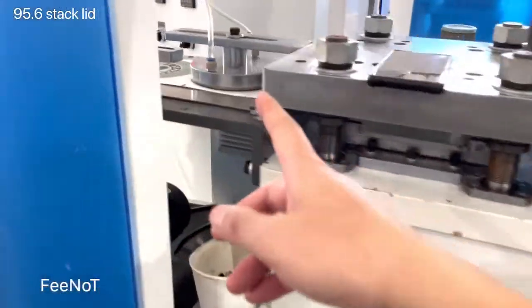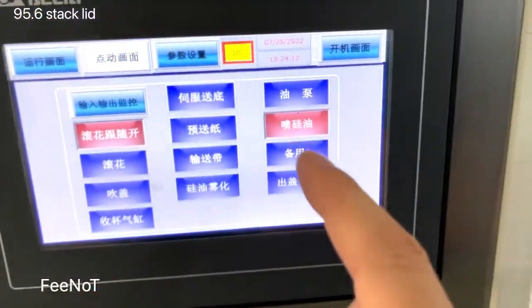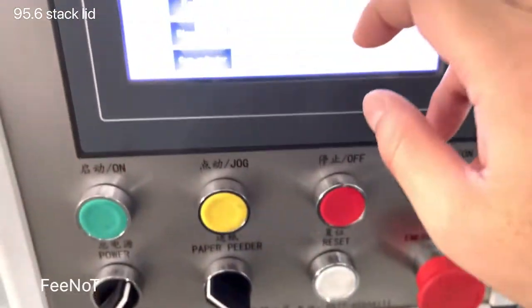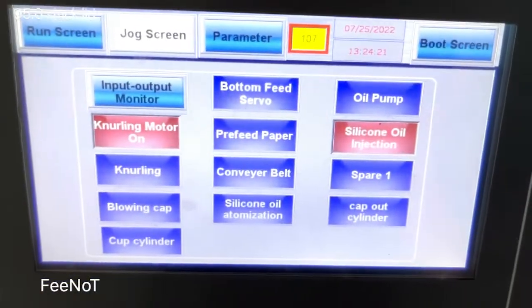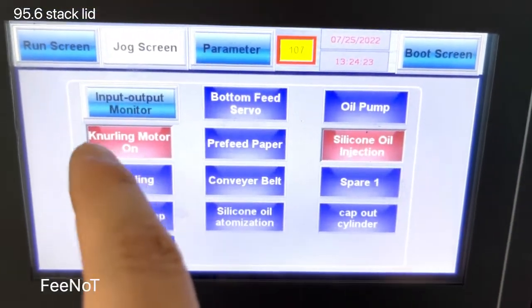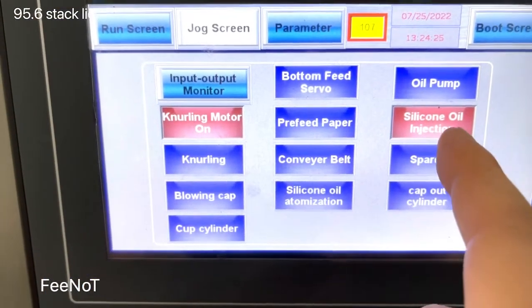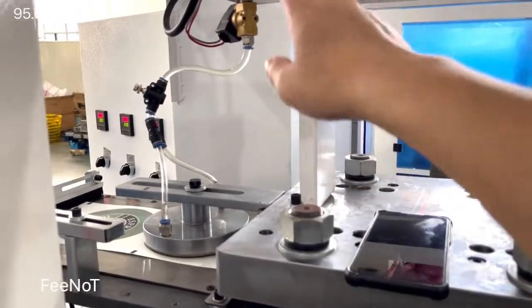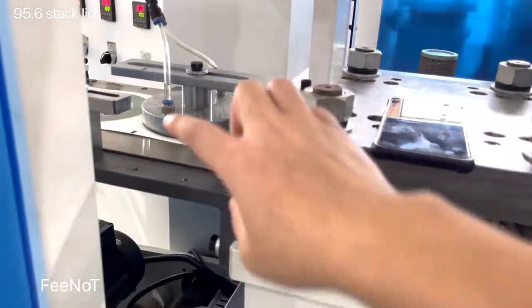We push some oil here. Spray the setting oil. You see? This one doesn't matter. This is the setting oil. Setting oil injection. When you push on the setting oil injection, the oil comes to there. Setting oil injects to the sponge.